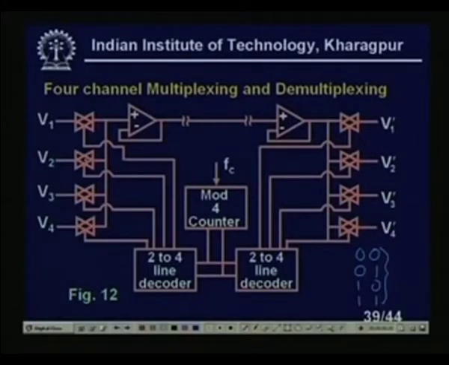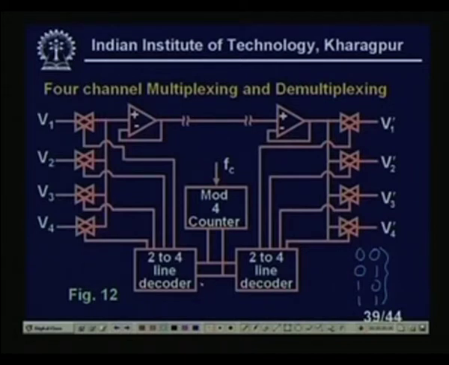I can do it with the AND gate. So this gate will be selected, and all other gates will be deactivated. When this is on, this will be off, right? When 0 1 is there, this signal will be selected. When 1 0 is there, this signal will be selected. When 1 1 is there, this signal will be selected, right? The same signal should go to the output also, right? So this is basically the 2 to 4 line decoder.